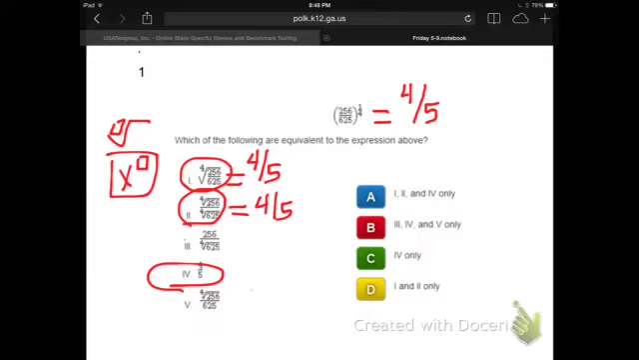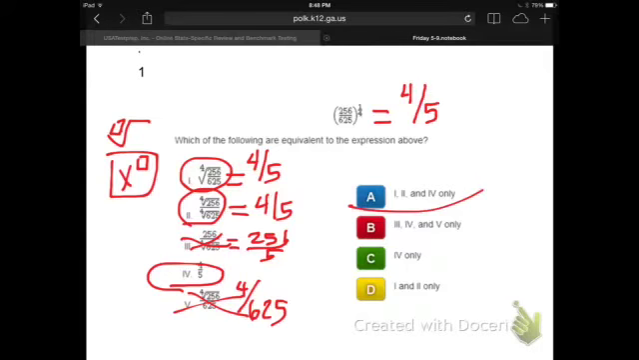If I put 256 over the fourth root of 625, that gives me 256 over 5. So that one doesn't work. And Roman numeral number 5, if I put fourth root of 256, over 625, that's going to give me 4 over 625, which is not equivalent. So that one doesn't work. So the best answer is Roman numeral 1, Roman numeral 2, and Roman numeral 4. Answer choice A.